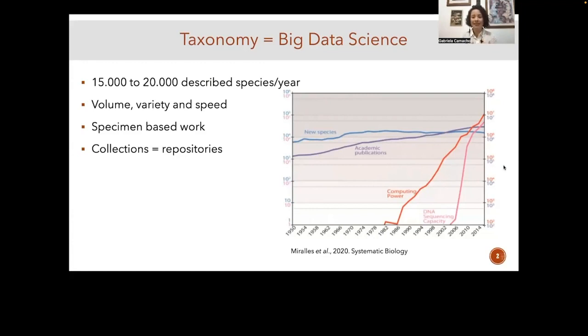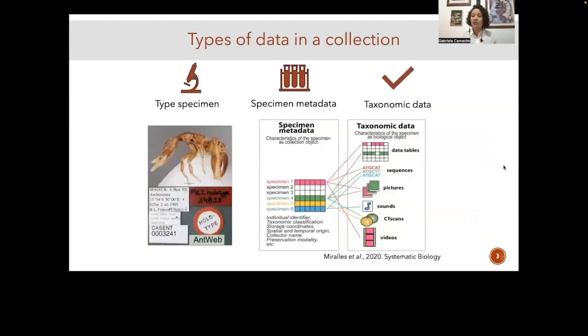So why are we not using that to inform our work? And this is what digitizing a collection can do for us. There are different types of data in a collection. The first one is definitely the type specimen, which is the animal that is stored there, in our case insects, with a lot of information added in the form of labels.